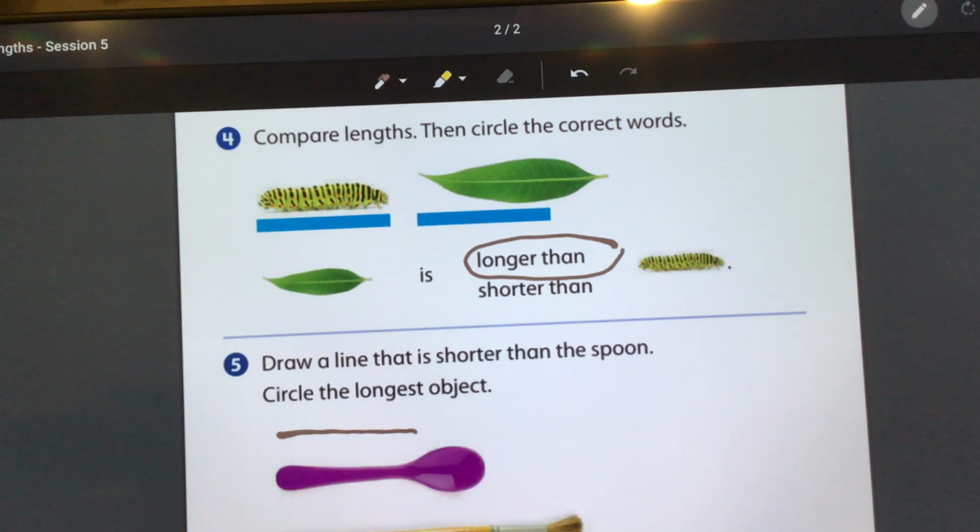And now the next direction says to circle the longest object. So you have the line, the spoon, or the paintbrush. Which one is the longest? I hope you circled the paintbrush as the longest.